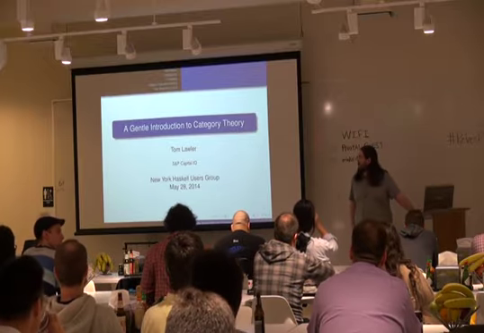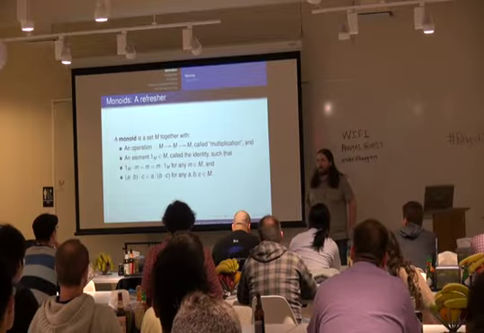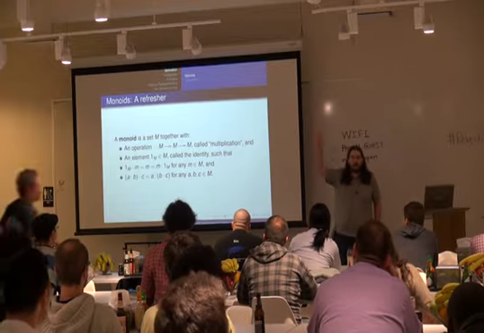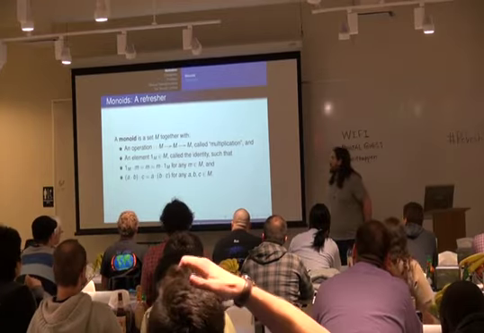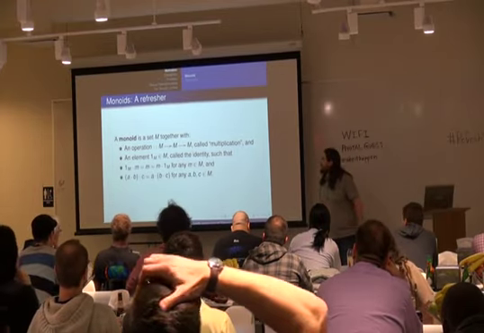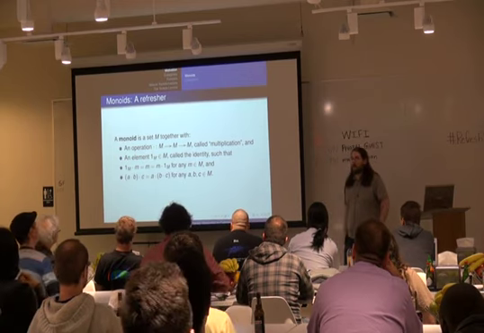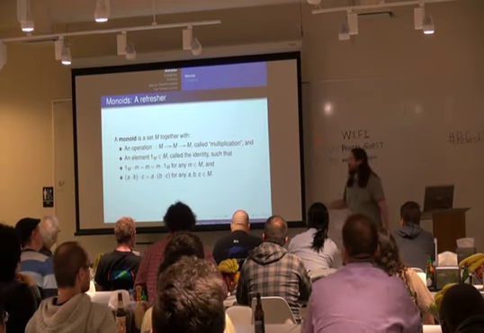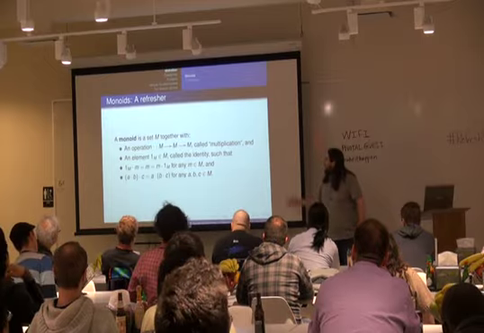So yeah, this is a gentle introduction to category theory. Just a refresher, how many people here know what a monoid is? Okay, cool, lots of people. For those of you who don't, just a quick refresher. A monoid is just a set or a type, depending on whether you're a mathematician or a computer scientist. I'm going to use sets because I'm the former.